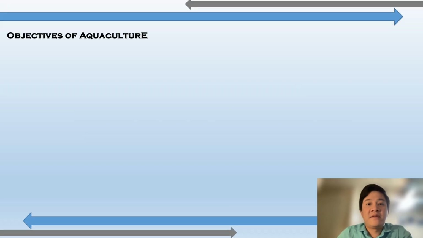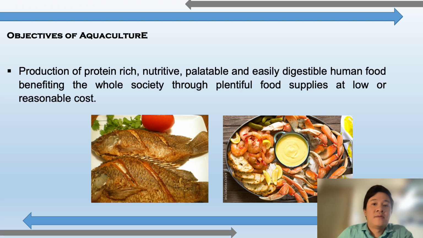First, and I believe the most important objective, is the production of protein-rich, nutritive, palatable, and easily digestible human food, benefiting the whole society through plentiful food supplies at low or reasonable cost. Aquaculture is considered the fastest growing food sector that provides highly nutritious food.